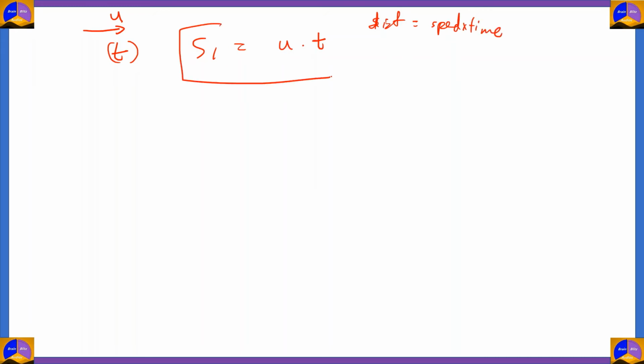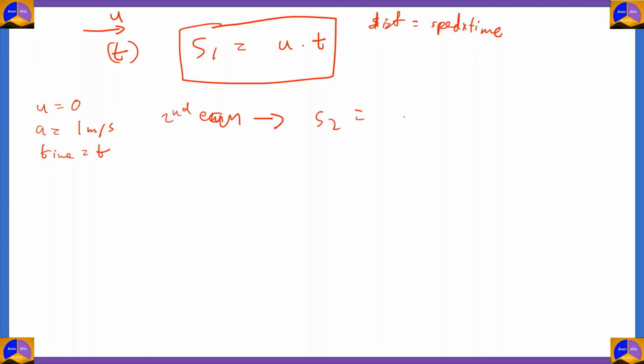So S1 is equal to u times t. Now for the motion of the bus, the initial velocity is 0, the acceleration is 1 meter per second squared, and we know the time is t. So using the second equation of motion, we'll get S2 is equal to 0 times t plus half into 1 into t squared. So S2 is equal to half t squared.